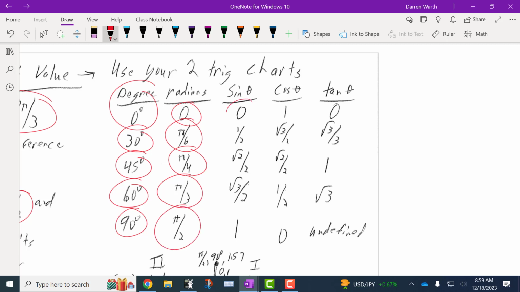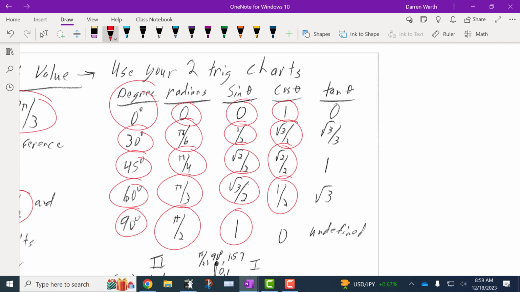Then remember, this is the square root of 0 over 2, square root of 1 over 2, square root of 2 over 2, square root of 3 over 2, and square root of 4 over 2, which all reduce down to 0, 1/2, square root of 2 over 2, square root of 3 over 2, and 1. Cosine goes the opposite of it. So square root of 4 over 2, which is 1. Square root of 3 over 2 doesn't simplify. Square root of 2 over 2, square root of 1 over 2, which simplifies to 1/2, and the square root of 0 over 2, which is 0.